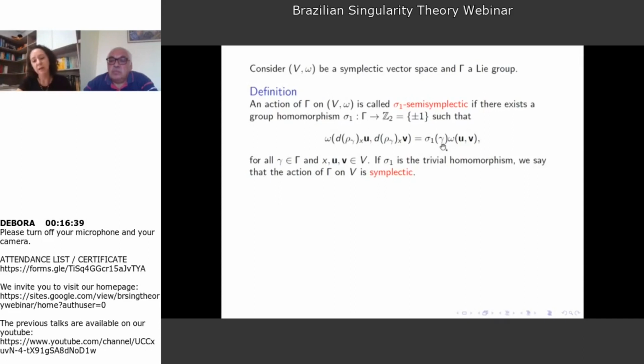For an element gamma, if sigma 1 of gamma is minus 1, gamma is an antisymplectic element.